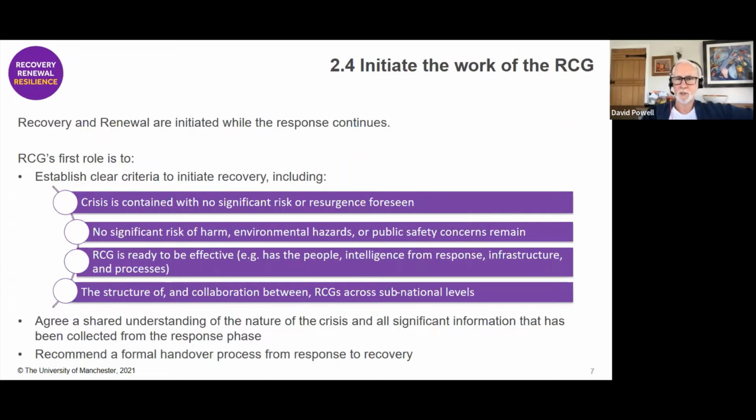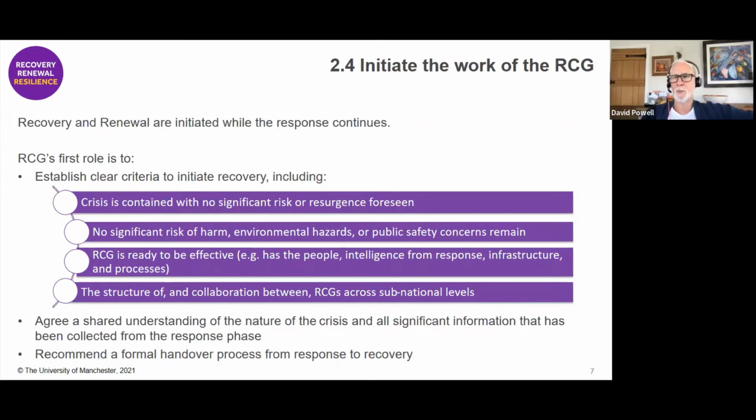And that might include considerations about whether the crisis is now contained or whether indeed there's any significant risk of it reoccurring that you can foresee into the future. Certainly that the environment is now safe to operate in. There's no significant risk of harm or public safety concerns, that the RCG itself is ready to set up and take on its responsibilities.